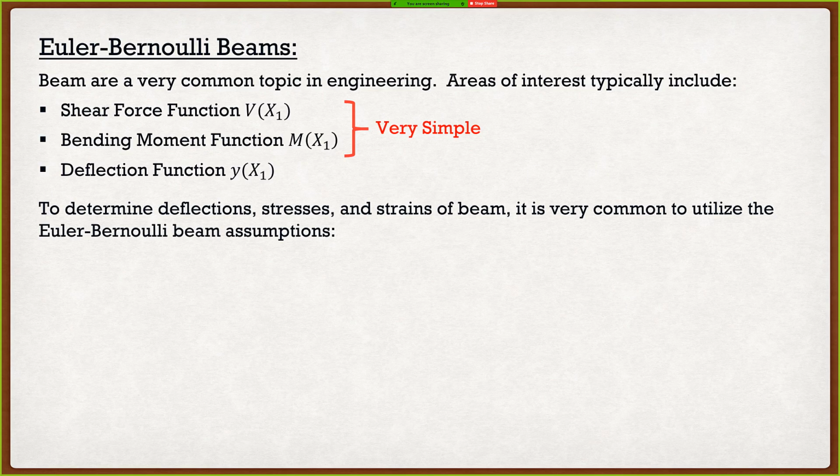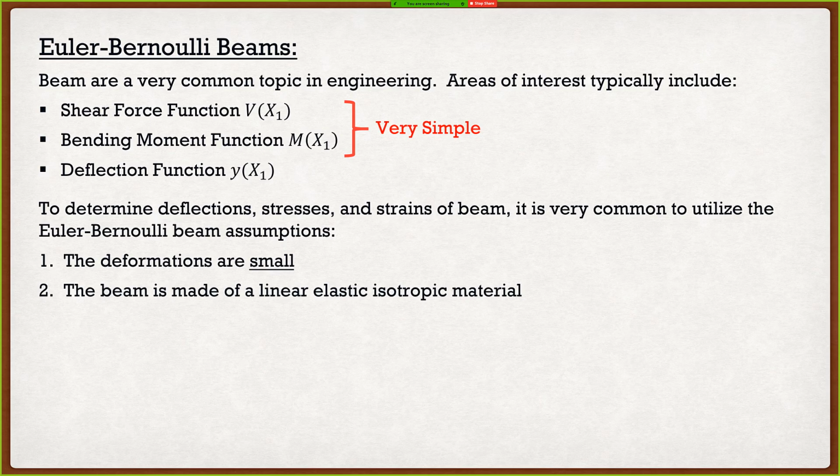So to determine things like deflections, stresses, or even strains in beams, it's very common to utilize the Euler-Bernoulli beam assumptions. All right, and there's basically 4 of them. Well, I have 4 of them, but some people lump them into 3, some people lump them into 2. It's basically whatever you want. But here are the assumptions. The deformations are small. Again, in civil engineering, this is usually the case. Unless we're dealing with an earthquake, the deformations are going to be very small. The second one is the beam is made up of a linear elastic isotropic material.